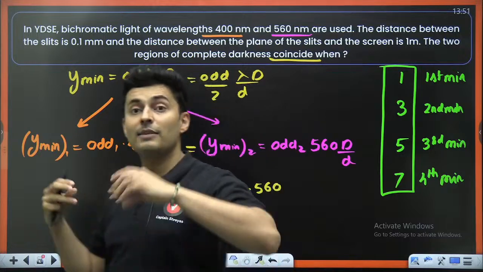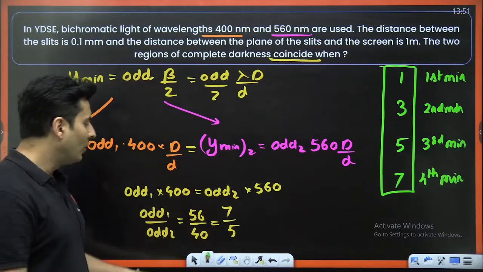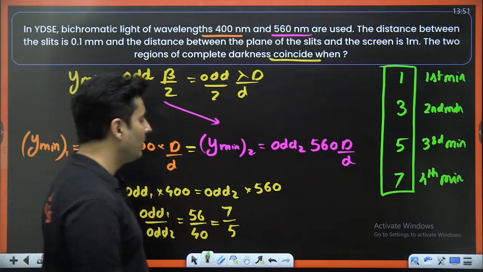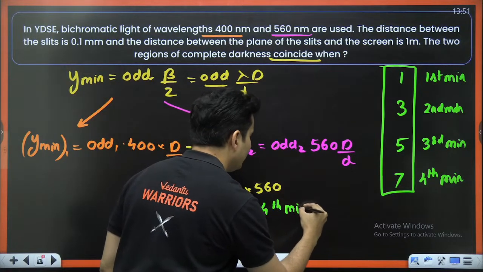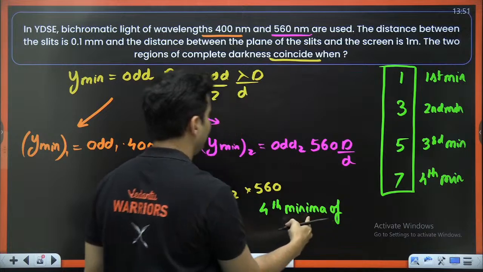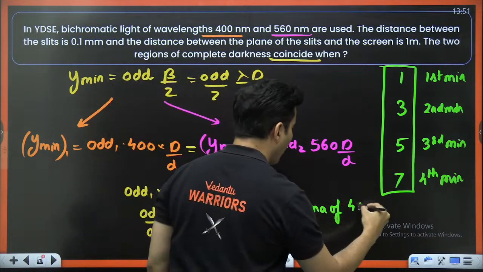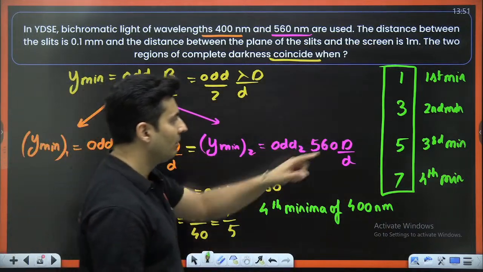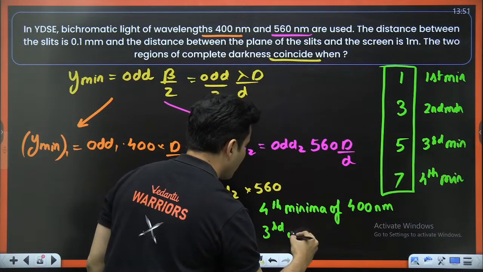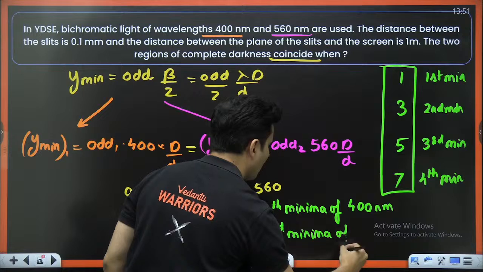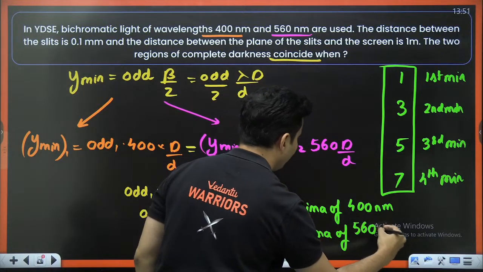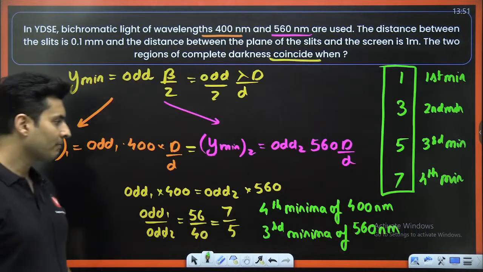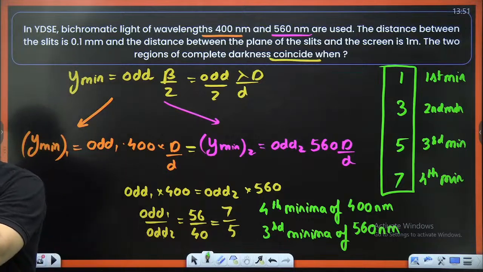1, 3, 5, 7. 1 is the first minima, 3 is the second minima. So, technically speaking, the correct answer for this problem will be 7, meaning fourth minima. So, fourth minima of the first wavelength, which is 400 nanometers, will coincide with odd number 5. Odd number 5 means third minima. Third minima of the other wavelength, which is 560 nanometers. This is the correct answer. Fourth minima with the third minima. Yes, this is the correct answer.